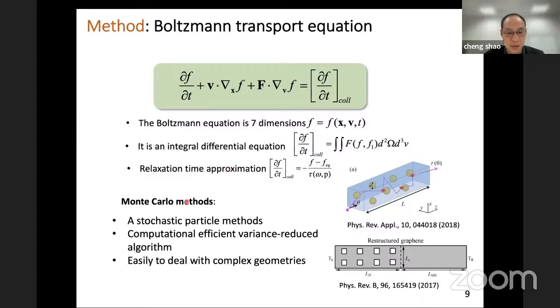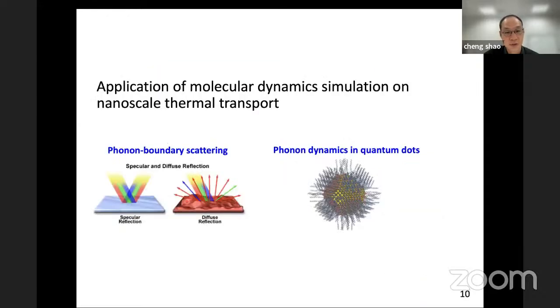One robust and general way to solve the Boltzmann transport equation is based on the Monte Carlo particle simulation method. Basically, we use the computer to directly track each phonon particle in the system. And in that way, we can get the overall properties of the system. Next, I will talk about some of my research work based on molecular dynamic simulation. In particular, I will talk about two problems we have studied in the past.